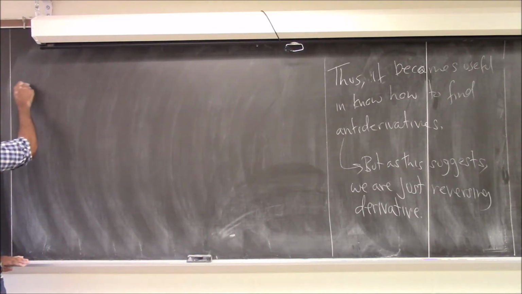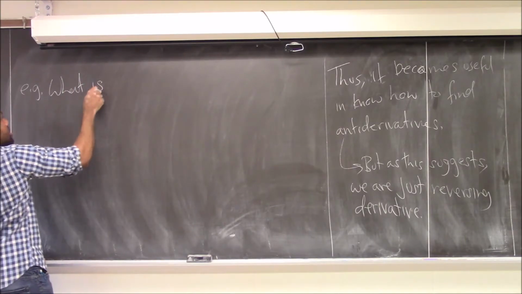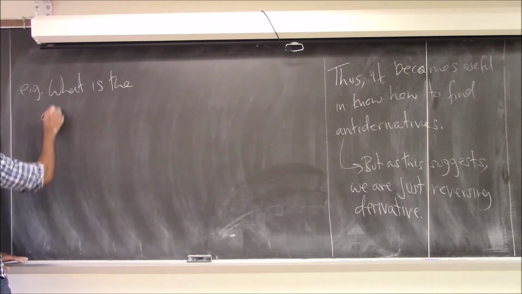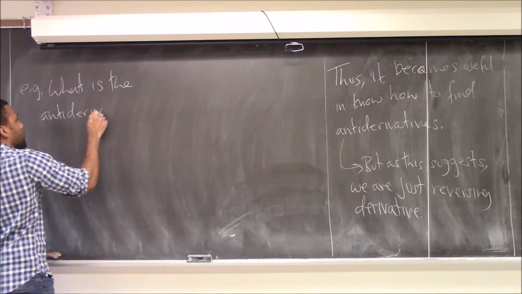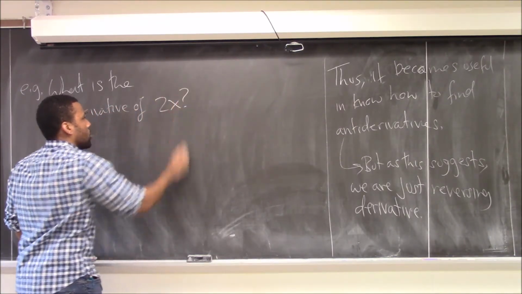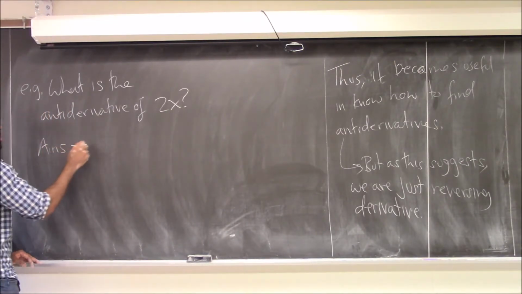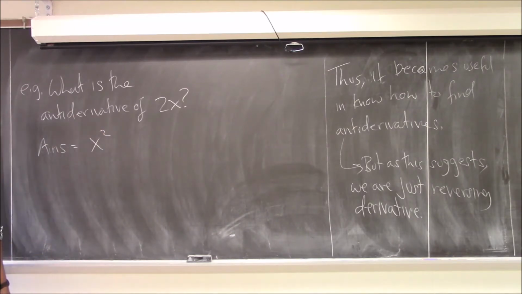So, example. If I ask you, what is the antiderivative of 2x? What would your answer be? X squared. But is x squared the only one? No. What else could be an antiderivative of 2x?